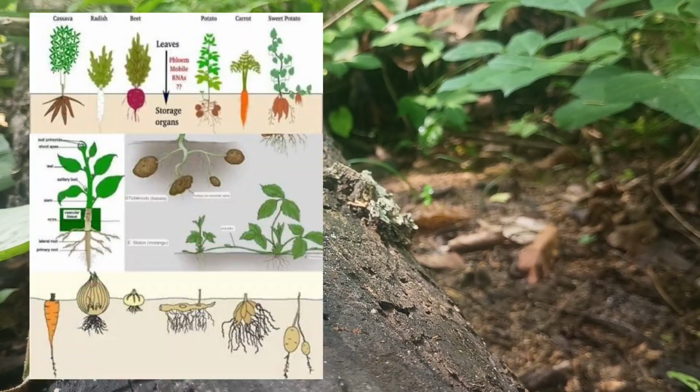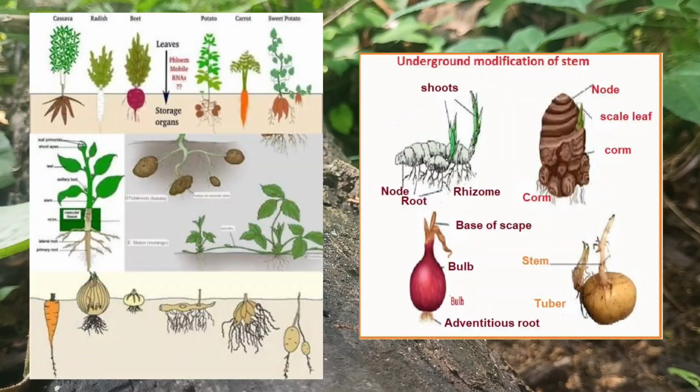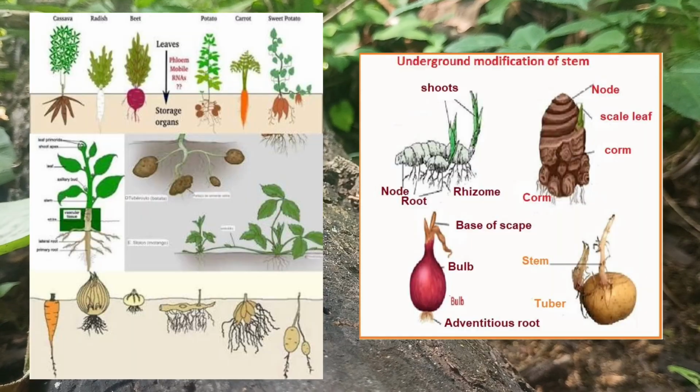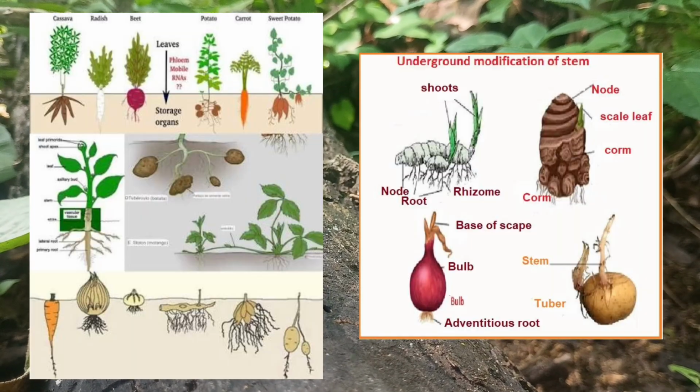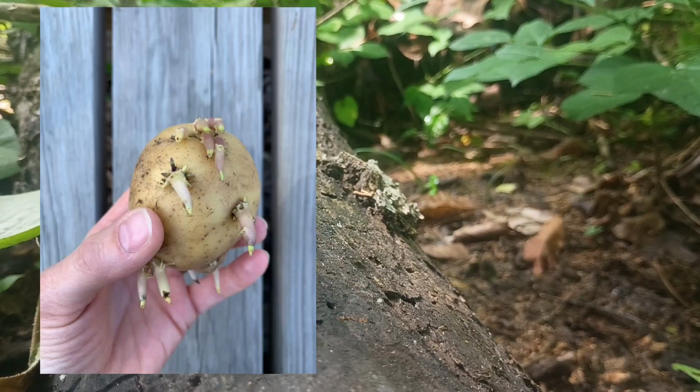There's also a difference between a root and an underground stem. A good example would be that a sweet potato is a storage root, and a russet potato is an underground stem because it still has the buds of the eyes that show phyllotaxy.